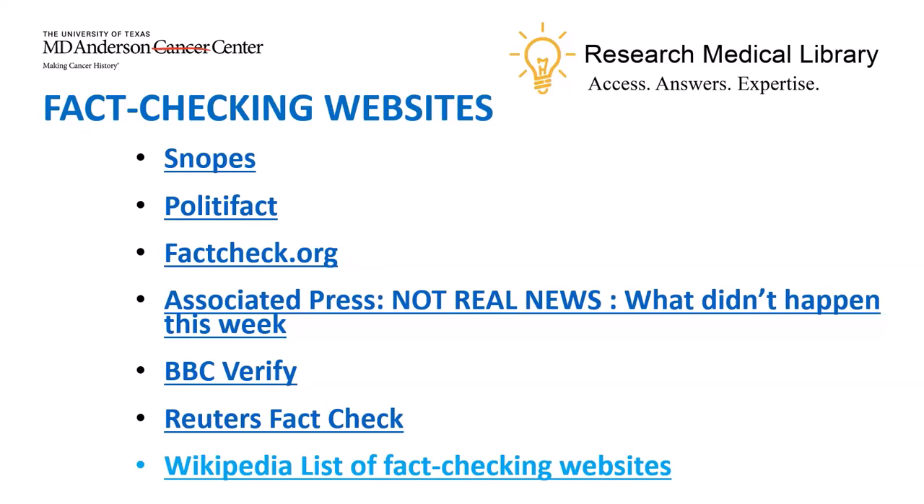Most of these are focused on U.S. news and events. If you want something that's a little bit more international in scope or focused on a particular country, you can go to Wikipedia at the bottom. They have a list of fact-checking websites that they categorize by country. So that's pretty helpful. We're just going to go over the first two, which are kind of interesting.